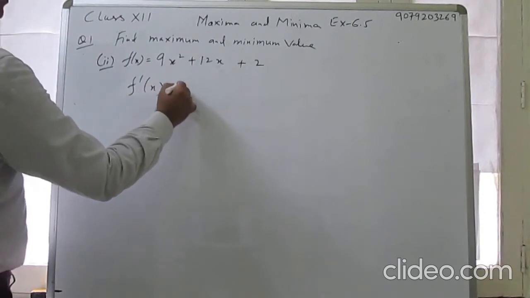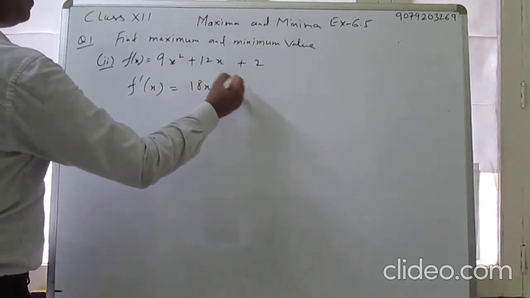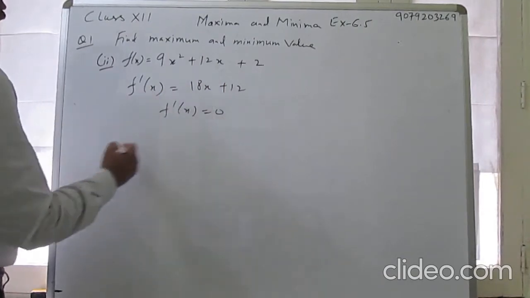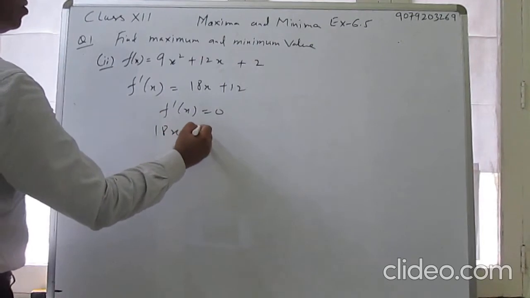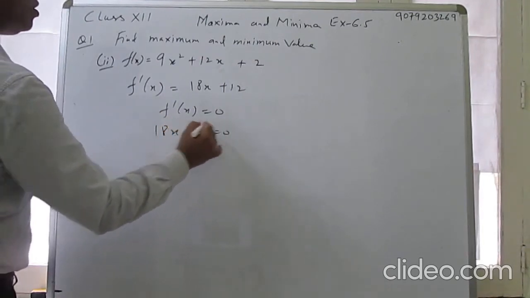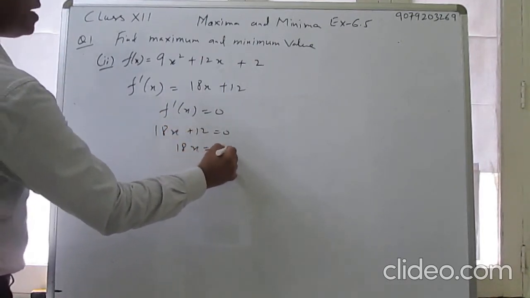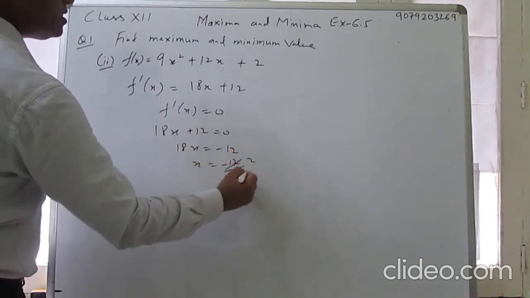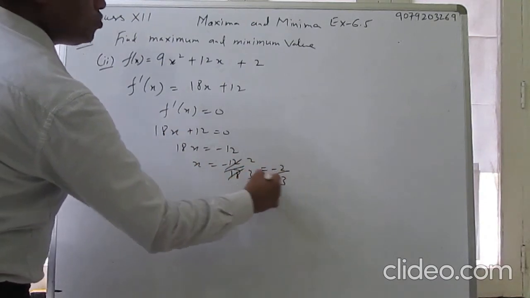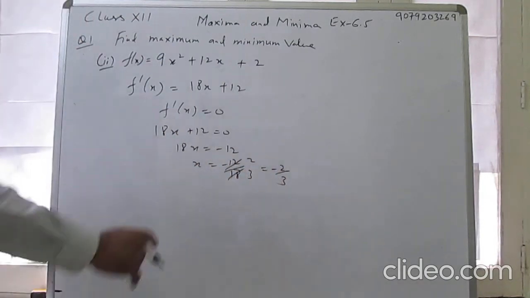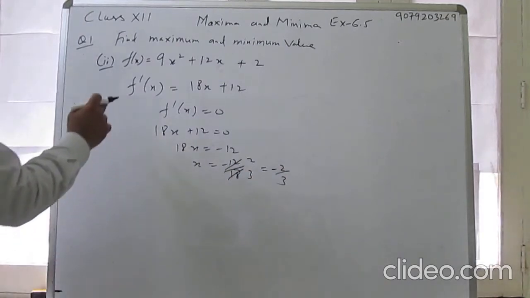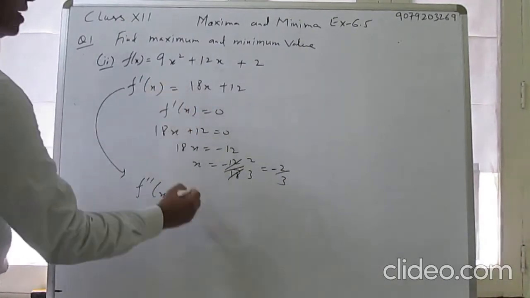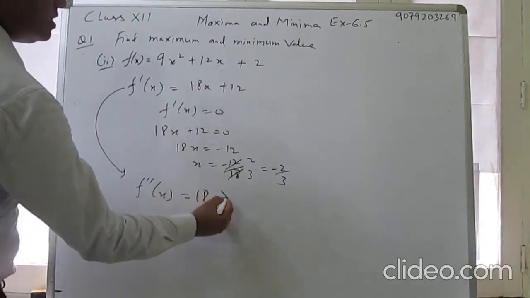f dash x is equal to 18x plus 12 or 2 का 0. Now we will do f dash x is equal to 0. So 18x plus 12 is equal to 0, 18x is equal to minus 12, x is equal to minus 12 upon 18. 6 2 are 6, 6 3 are 18, minus 2 upon 3. The point is minus 2 upon 3. Now we find f double dash x. F double dash x is 18. So it is greater than 0.